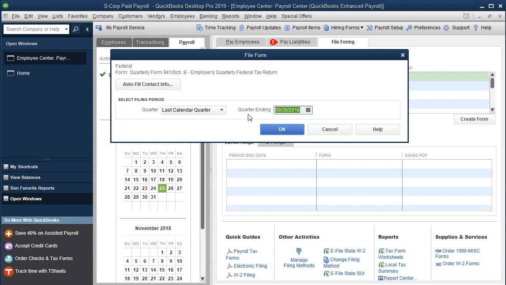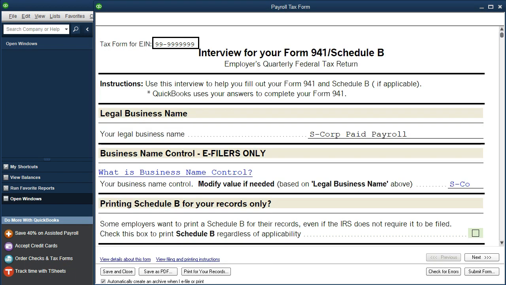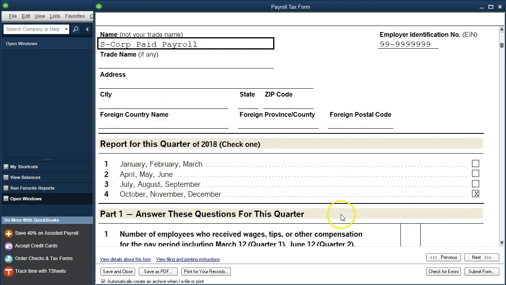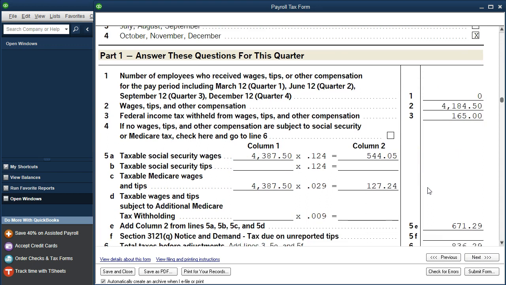We're going to say, okay, fourth quarter, that ends on 12/31/18. So we're going to go to the end of the fourth quarter. We're going to say okay and process that information. We're going to scroll down and go to the next so we can see the numbers. We're currently on the fourth quarter. And of course, we only have the one payroll calculated, one payroll check thus far in the fourth quarter.